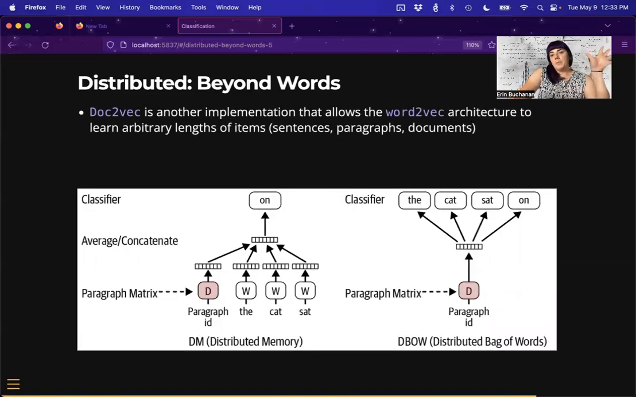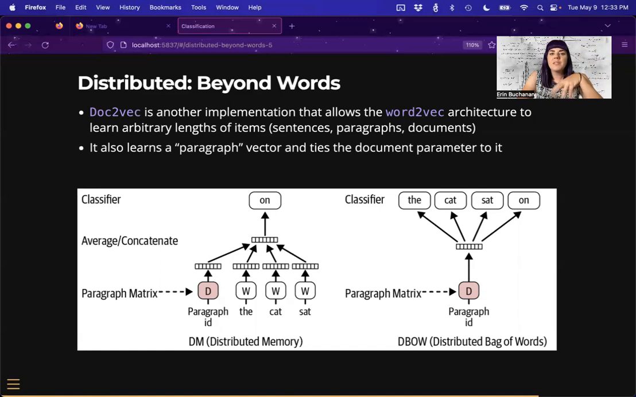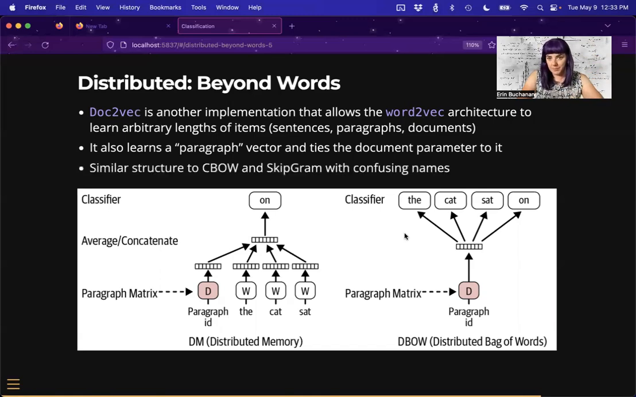Now, if I want to move up and beyond the word level, there is another structure called doc-to-vec that takes this word-to-vec architecture and instead applies it to the entire document. It will learn what's called a paragraph vector, and it ties that document parameter to it. So it has a similar structure to CBOW and Skipgram, but the names are totally backwards from what you might think. So the distributed bag of words, which kind of looks like CBOW, is actually a Skipgram model.